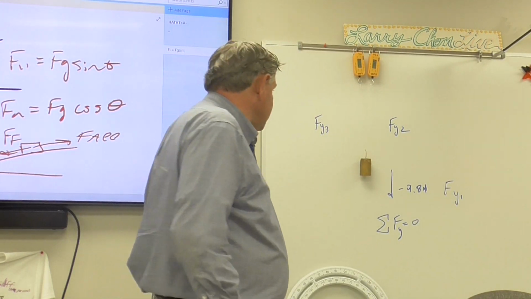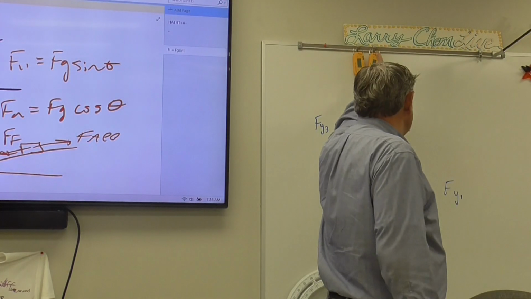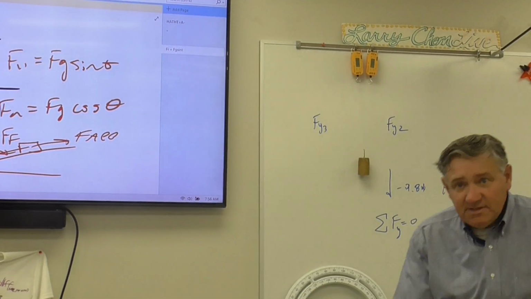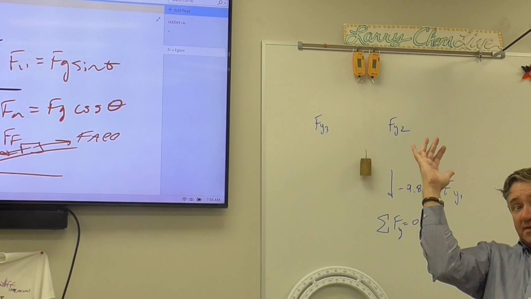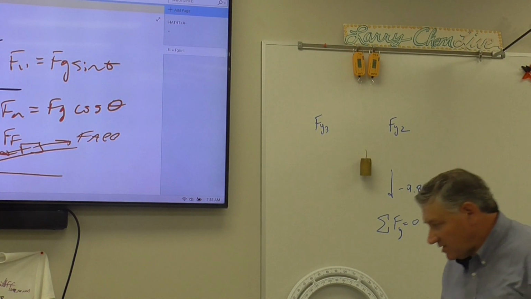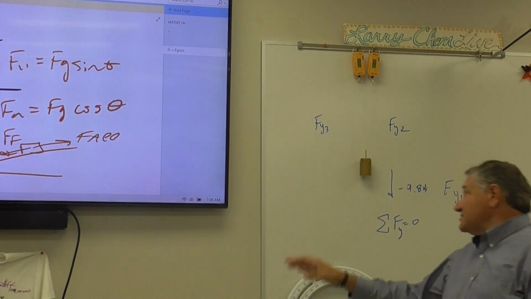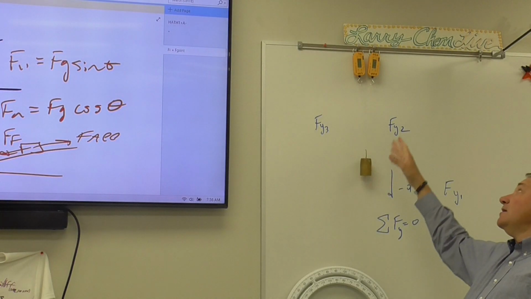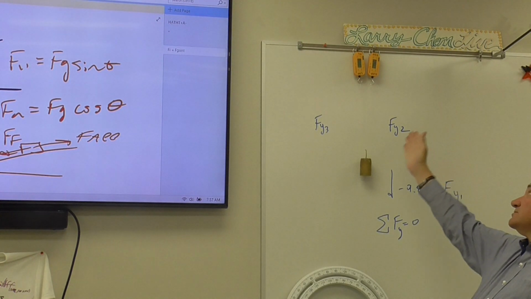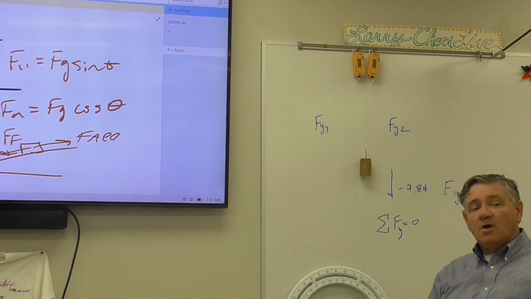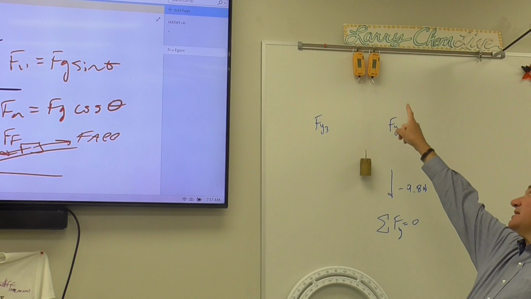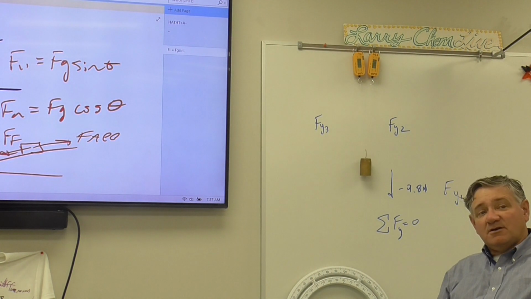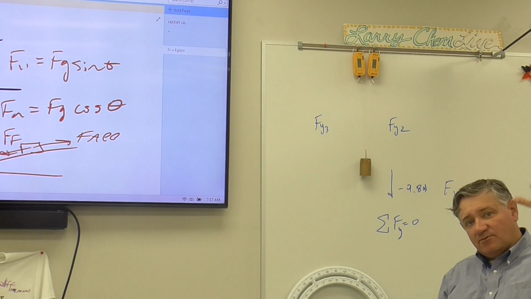Now, here's what I'm going to do. I'm going to take this one and slide it over there. Okay? So I'm going to increase the gap. So here's what I want you to predict. I'm still going to have the same 9.8 newton weight hanging down, but I'm going to slide this over so that I form a triangle. There's 3 things that can happen to the reading on those scales. The reading on the scales can increase, stay the same, or decrease.